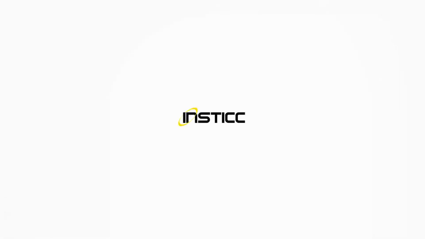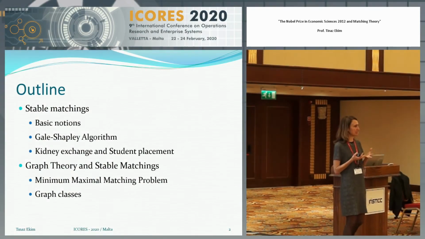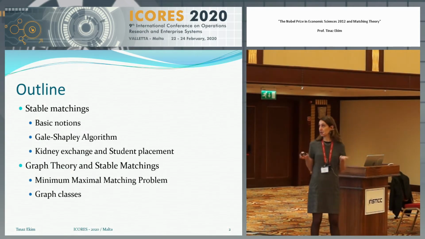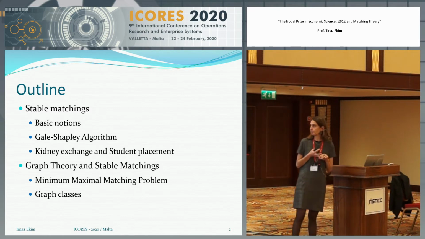Today I'm going to talk about stable matchings. That's the agenda. I will introduce some basic notions about stable matchings, namely the Gale-Shapley algorithm, and talk about two important applications which were mentioned in the Nobel Prize, kidney exchange and student placement problems.